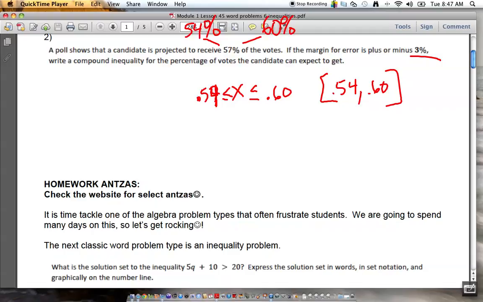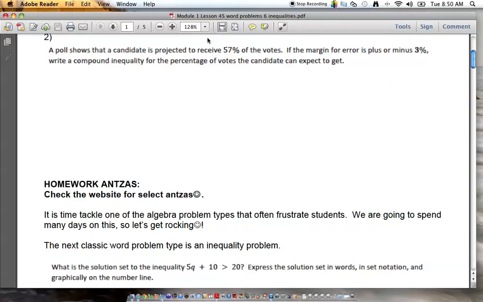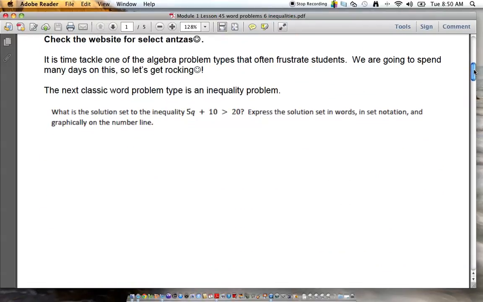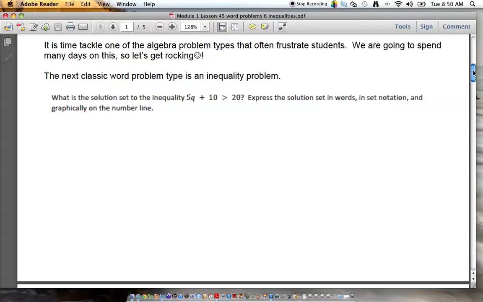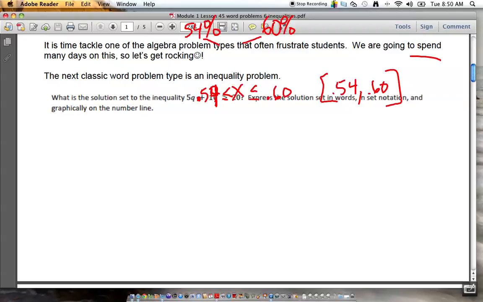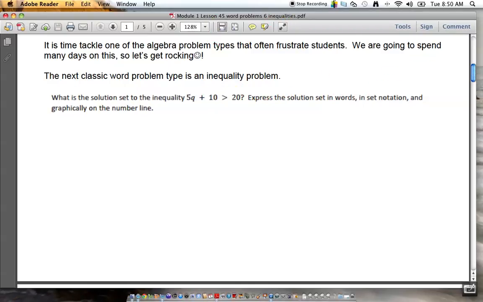Any questions? Okay. Let's go to the next part here. It's time to tackle one of the algebra problem types that often frustrates students. We're going to spend many days doing this, so let's get rocking. The classic inequality problem. Now, solve that inequality. Should be pretty easy.